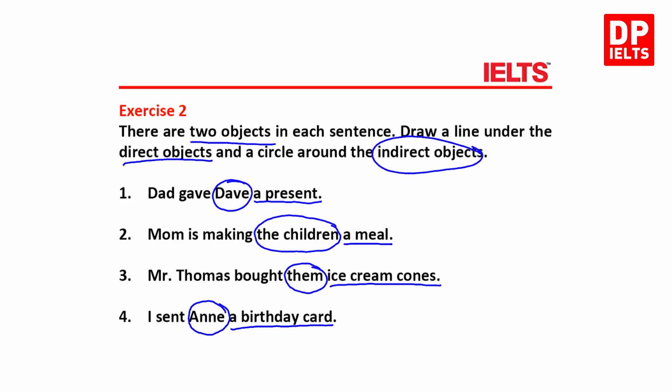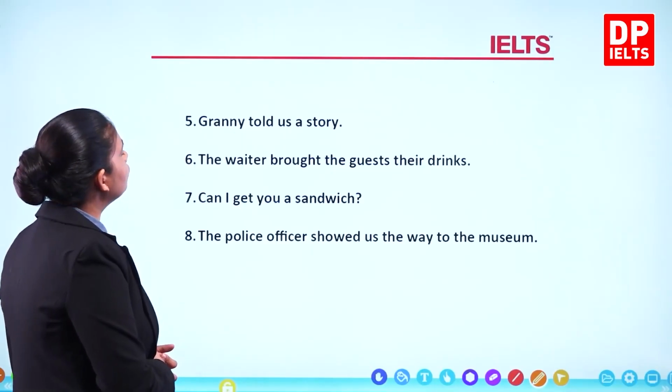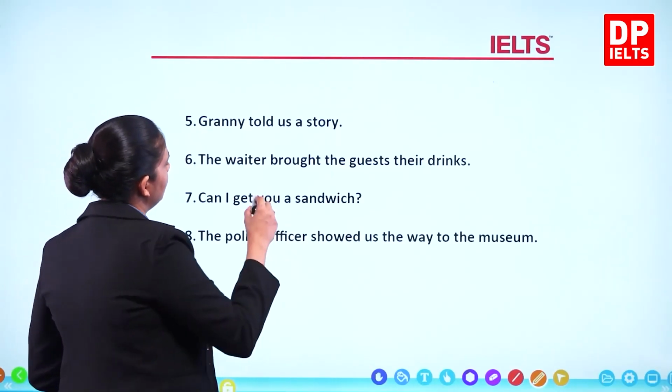Mr. Thomas bought them ice cream cones. What did he buy? என்ன வாங்கினார்? Ice cream cones, direct object. யாருக்கு வாங்கினார்? Them, அவர்களுக்கு. So that is indirect object. I sent Anne a birthday card. என்ன send பண்ணன்? Birthday card, direct object. யாருக்கு send பண்ணன்? Anneக்கு. So that's an indirect object. Granny told us a story.